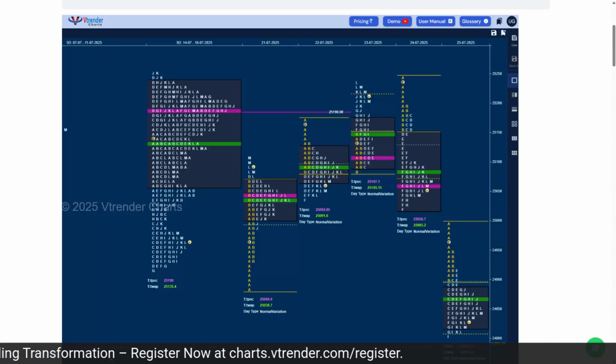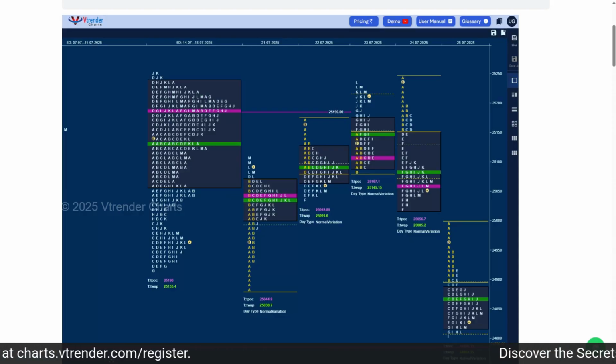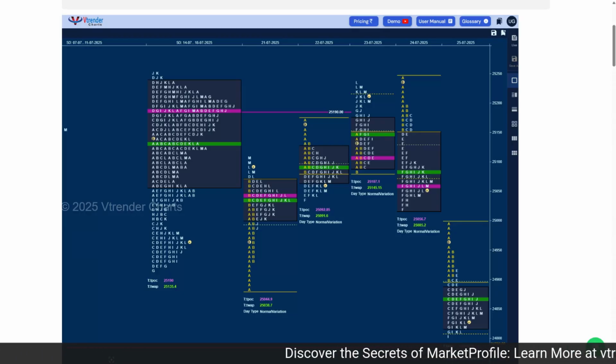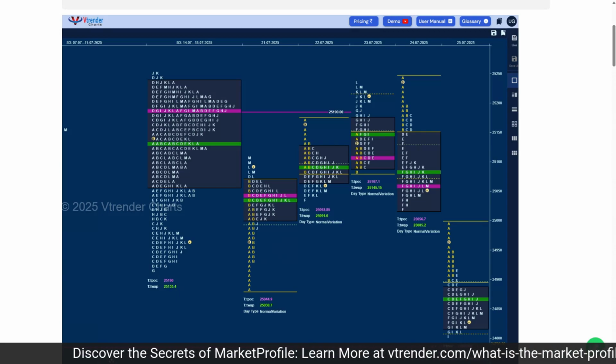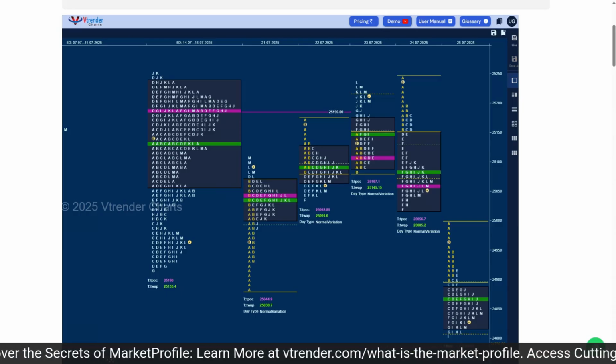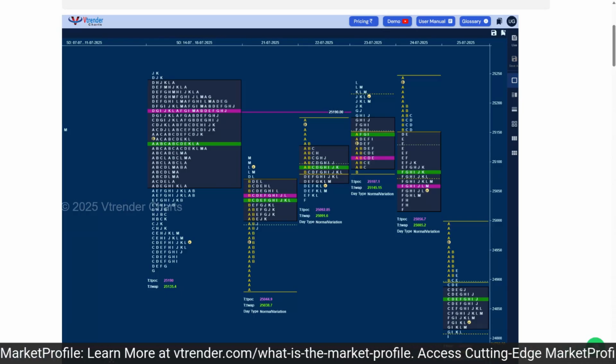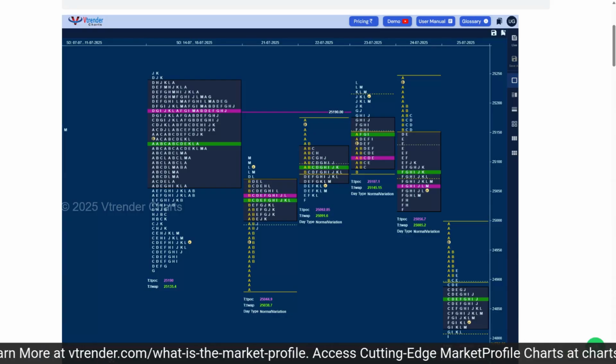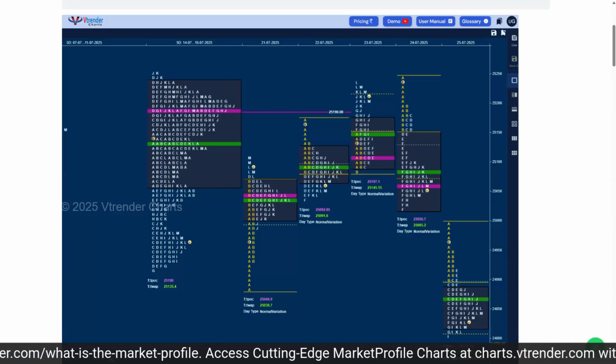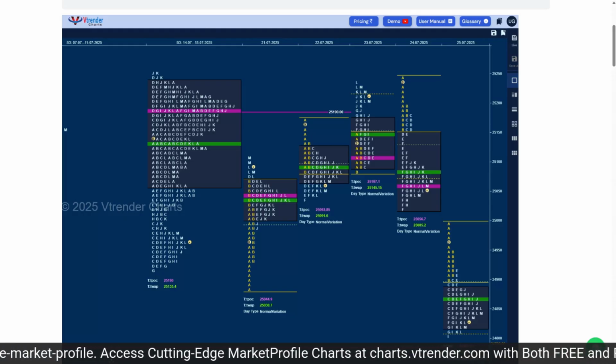So the probe above the weekly value area high was met with rejection. That means there was no demand, and so sellers took over. Once that happened, you can see how we completed the reverse 80% rule on Thursday, and we continued to probe lower on Friday. So this weekly VPOC of 24790 was our target, and we just barely managed to hold that.